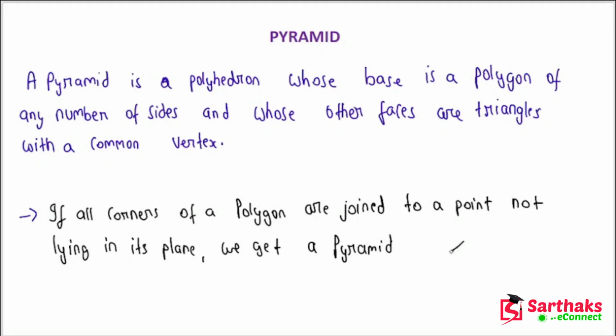Basically, this definition says that suppose you have a square like this, and you have a particular point here which is not in the plane. If you connect all the vertices to this point, then the resulting figure would be a 3D figure, obviously, and it would be a pyramid. Let me show you how an actual pyramid looks.